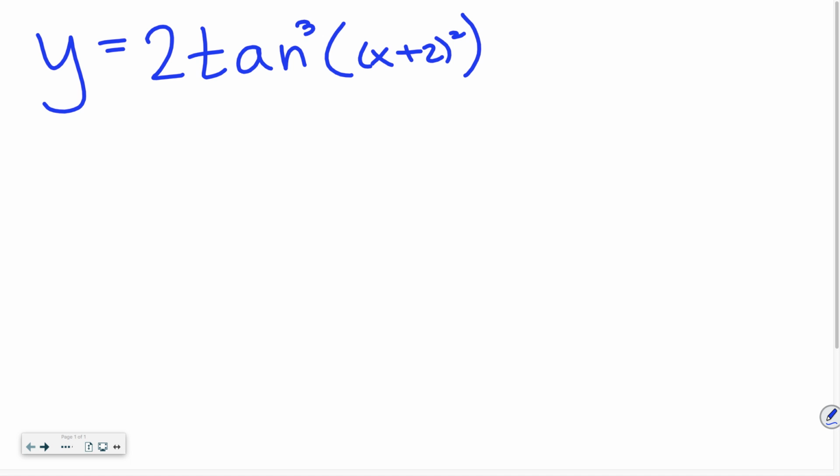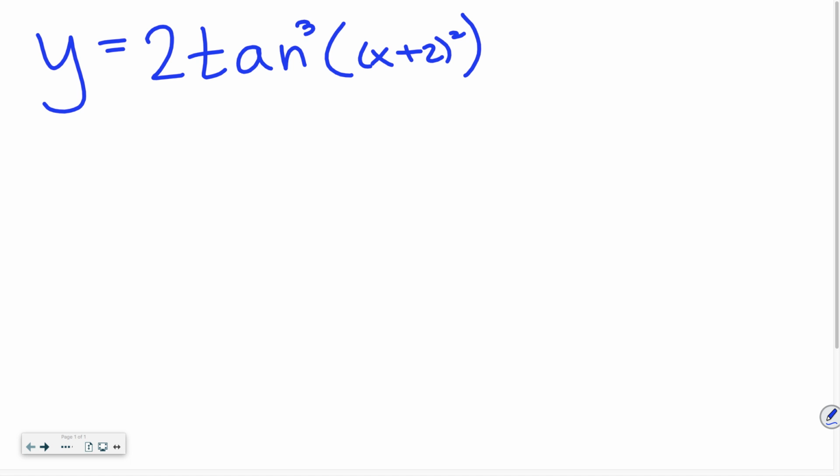All right, who says x plus 2 is our outer function? Who says squared? Tangent? Cubed? Okay, I didn't see a hand in this area. Okay. The tangent is being cubed, and that's our outermost function.